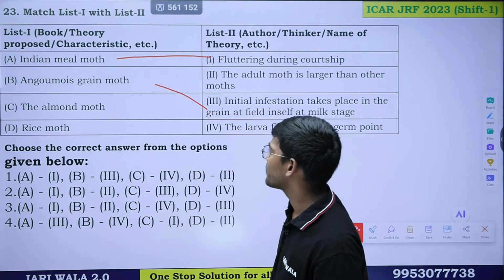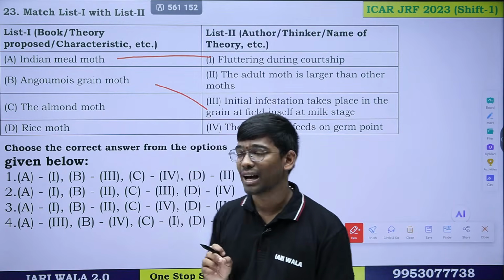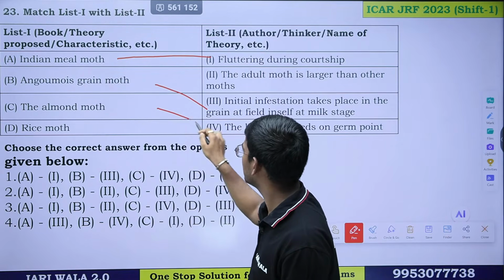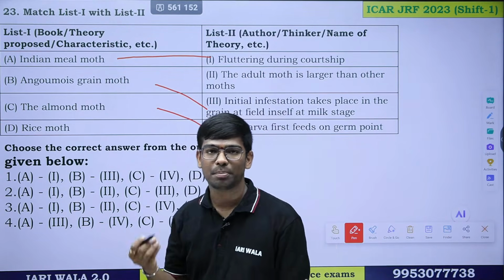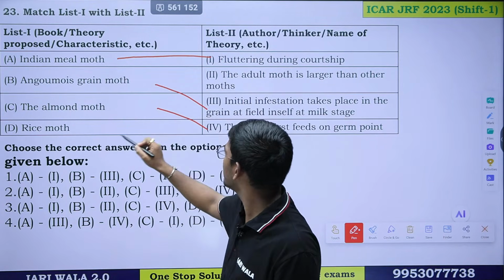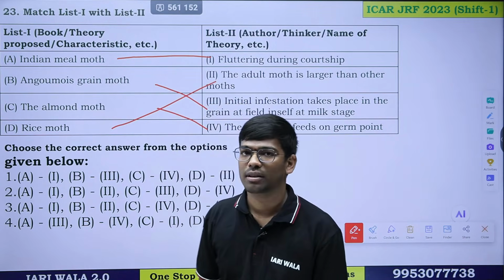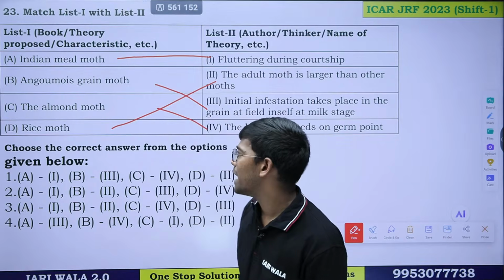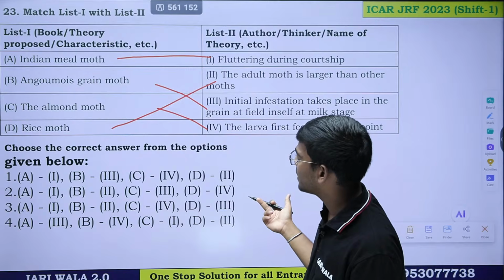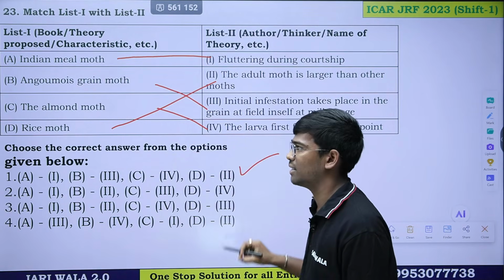Then the almond moth, the larva first feeds on the germ point. If you read from the Triple E book, you can find this point. Then the rice moth, the moth is larger than any other moths. Yes, it's large. So if we match this completely, A1, B3, C4 and D2. So option 1 will be the answer. Simple.